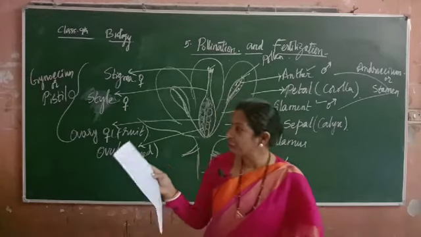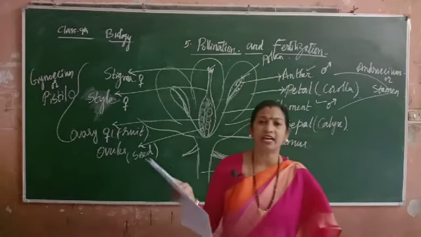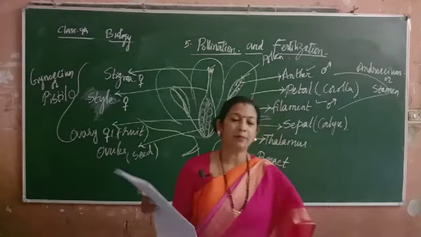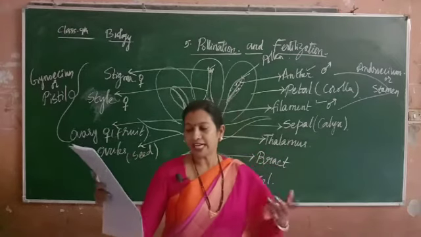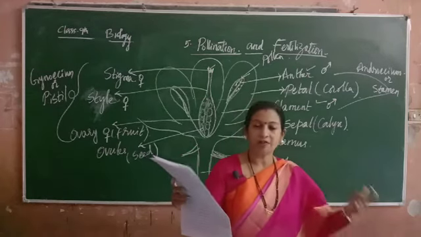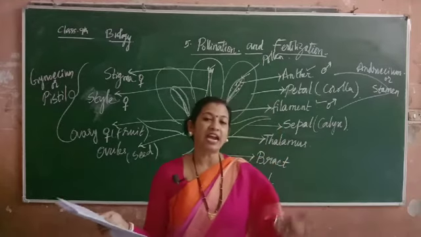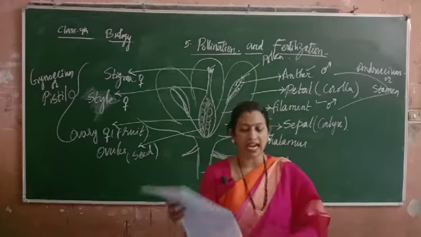Then the reasons behind cross-pollination, how cross-pollination can take place and why it will take place. It is because of unisexuality. Maybe the plant is either male or female. Then dichogamy, that is anther and stigma are maturing at different times. If anther is maturing first, it is called protandry. If gynoecium is maturing first, then it is called protogyny.